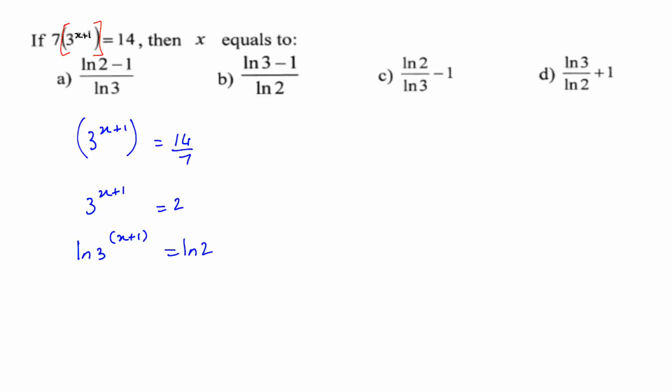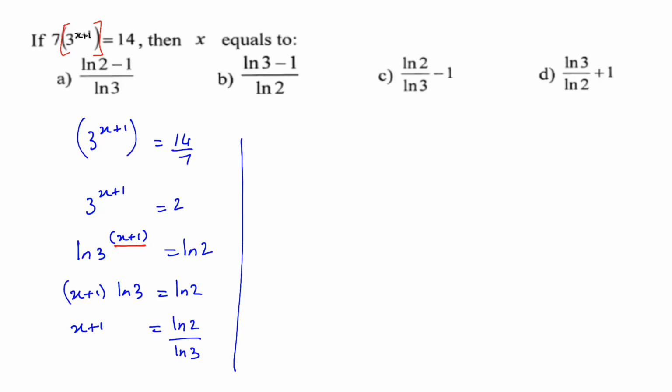Using the power rule, the power goes in front of ln 3. Remember to put it in a bracket. x plus 1 is equal to ln 2 divided by ln 3. Therefore, x is equal to ln 2 divided by ln 3 minus 1. So the answer is C.